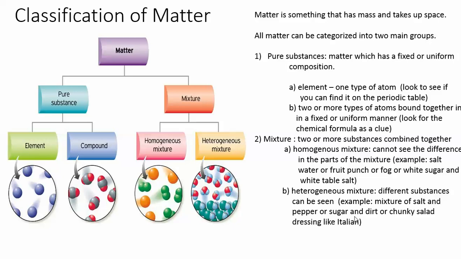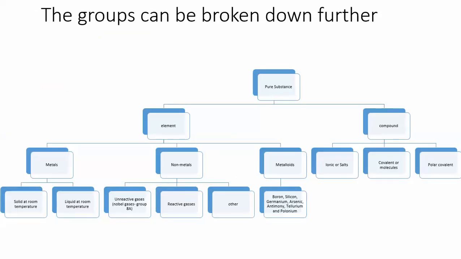Or sugar and dirt, or chunky salad dressing like Italian salad dressing. That stuff, you can see all the spices in it. So these are our categories. We can subdivide them a little bit more finely.